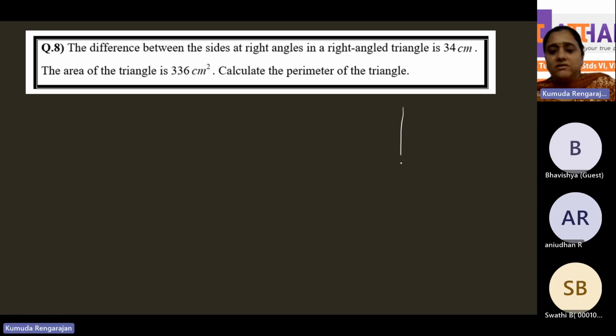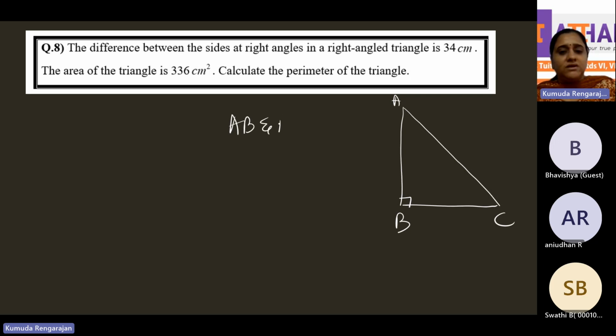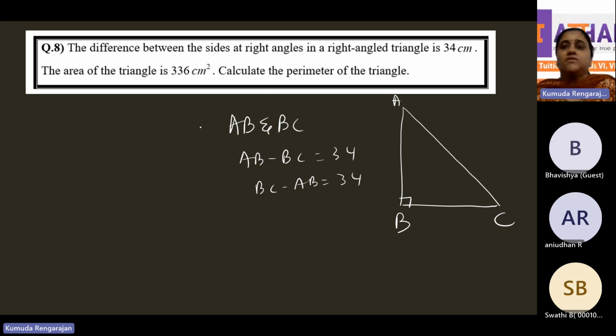So let's take a right triangle like this. The difference between the sides at right angles. These are the sides at right angles, AB and BC. The difference between the sides at right angles is 34 centimeters. That means AB minus BC is equal to 34, or BC minus AB is equal to 34, because you don't know which is the longer side. The area of the triangle is given to you, 336 centimeters square. Calculate the perimeter of the triangle.